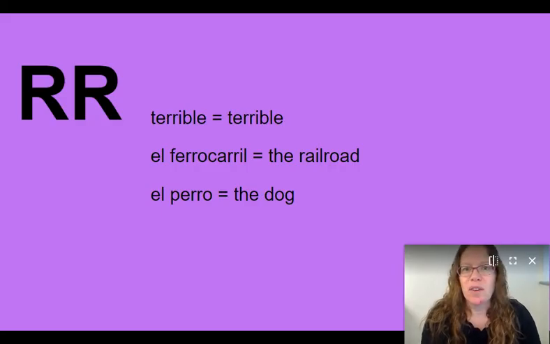And if you're having trouble rolling your R's, it probably is because when you were a little kid, you didn't hear that sound very much in the language you spoke. It's okay if you can't roll your R. People will still understand you in Spanish.